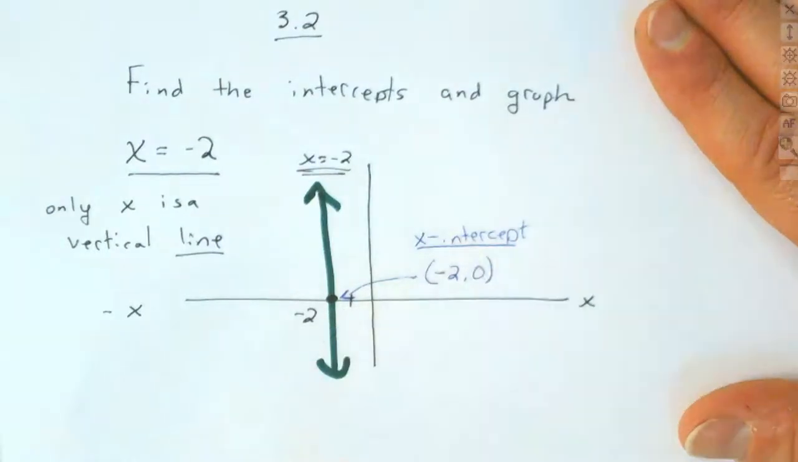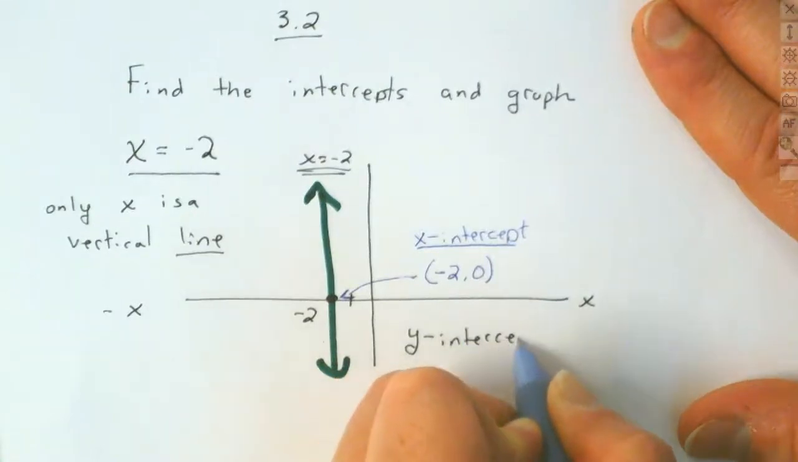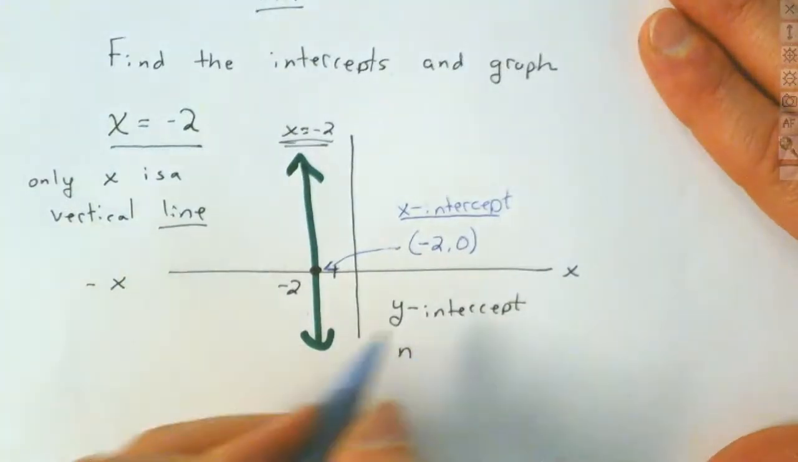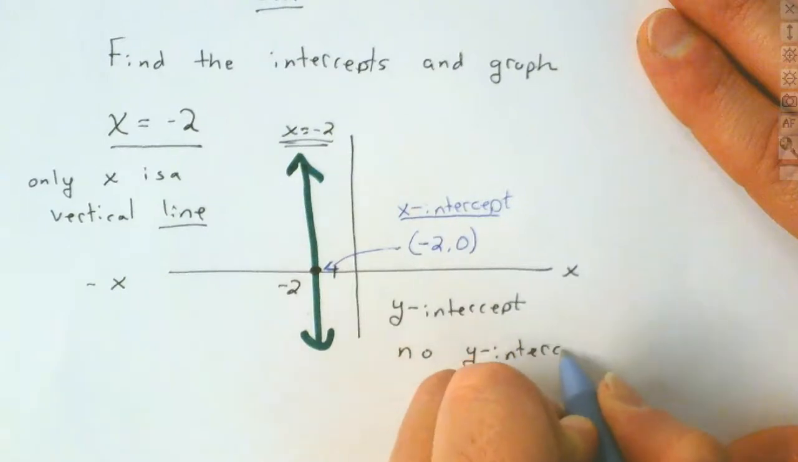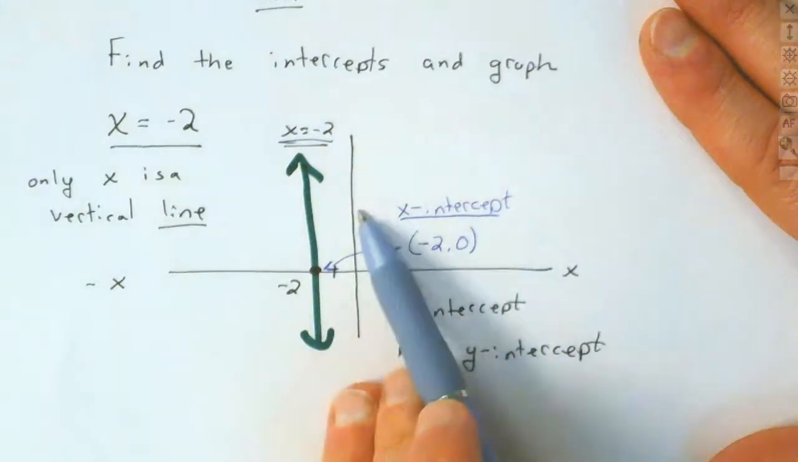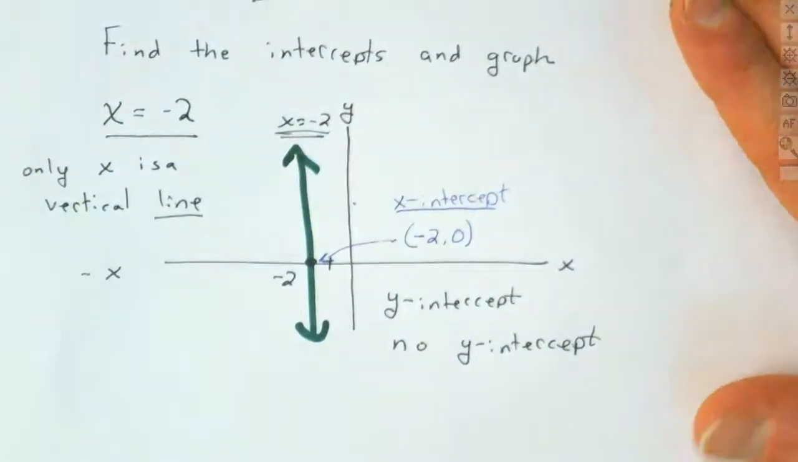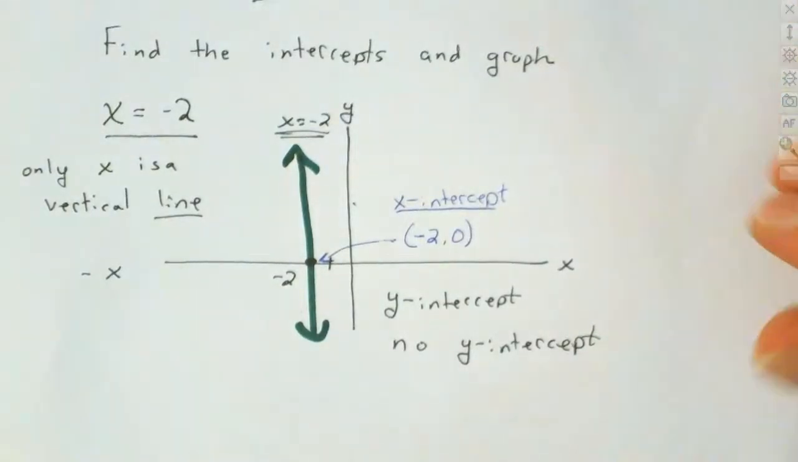Now, this one has an x-intercept, but what about the y-intercept? Do we have a y-intercept? No. Why do we not have a y-intercept? Well, for it to have a y-intercept, what does it have to do? It has to cross the y-axis. And this line is vertical, and it never crosses the y-axis, does it? So all it has is an x-intercept, and it has no y-intercept. So x lines, when you only have an x, it's a vertical line.